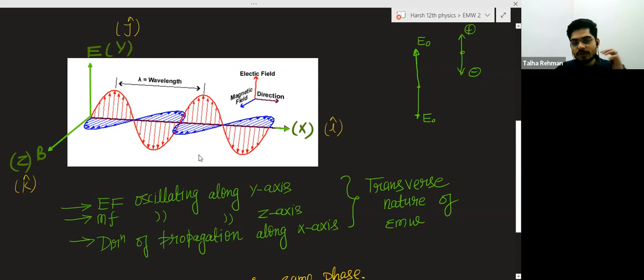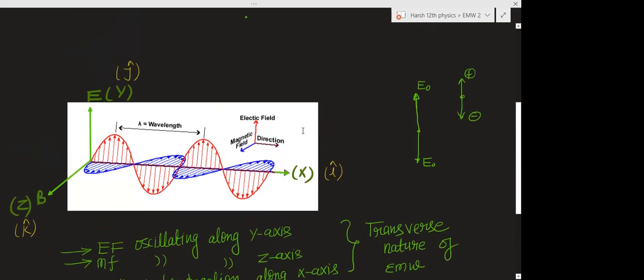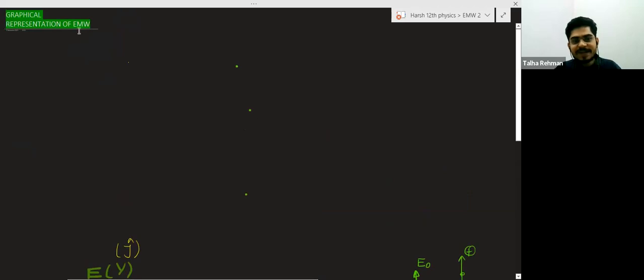So don't think that in an electromagnetic wave the electric field will always be along y-axis, and the direction of the propagation will always be along x-axis. It can be z-axis also. Direction of propagation can be z-axis also. Okay, you will get it with time. Okay, so please write down the heading also.